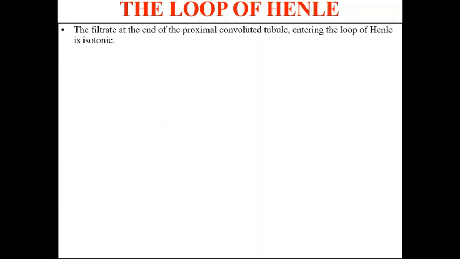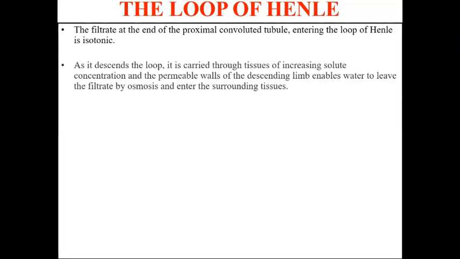The filtrate at the end of the proximal convoluted tubule entering the loop of Henle is isotonic. So the fluid that is being filtered at the glomerulus is mainly isotonic, meaning that the concentration of electrolytes in that fluid is the same as that of plasma. That's why it's called isotonic. In the process of reabsorption of substances by the proximal convoluted tubule, there's also reabsorption of water, so the fluid that is moving within the proximal convoluted tubule is still isotonic. So as it goes now to the loop of Henle, what happens? This fluid that is entering the loop of Henle is isotonic in nature, meaning that the concentration of ions in this fluid is the same as that of plasma.